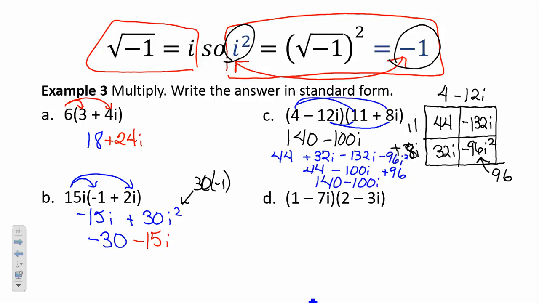So two ways to attack it. One with a FOIL box, one just foiling it out in a nice horizontal fashion. You choose which one works for you. They both should work. Okay?